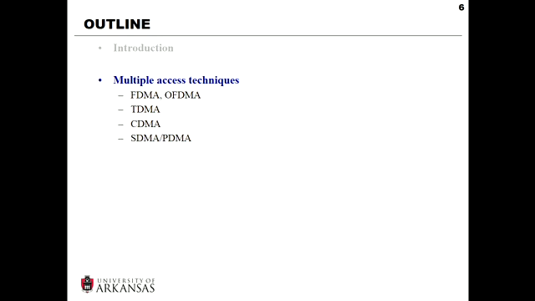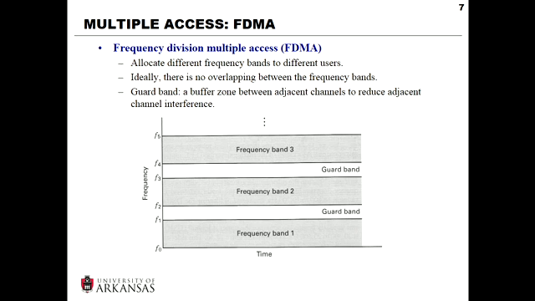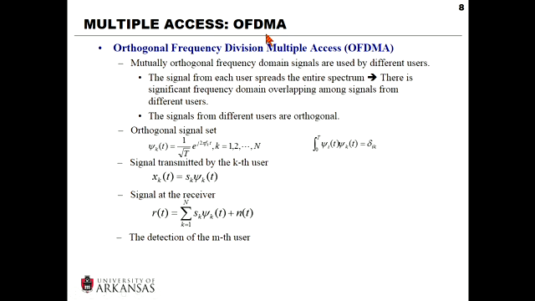okay? So let's look at the different techniques. So first of all, for frequency division multiple access, FDMA, which is super easy, we allocate different frequency bands to different users, and ideally there is no overlapping between the frequency bands, and to make it safer, usually we introduce a guard band. The guard band is just a buffer zone between the adjacent channels to reduce adjacent channel interference, okay? ACI, adjacent channel interference. We usually add a guard band. So that's FDMA, a very simple concept.